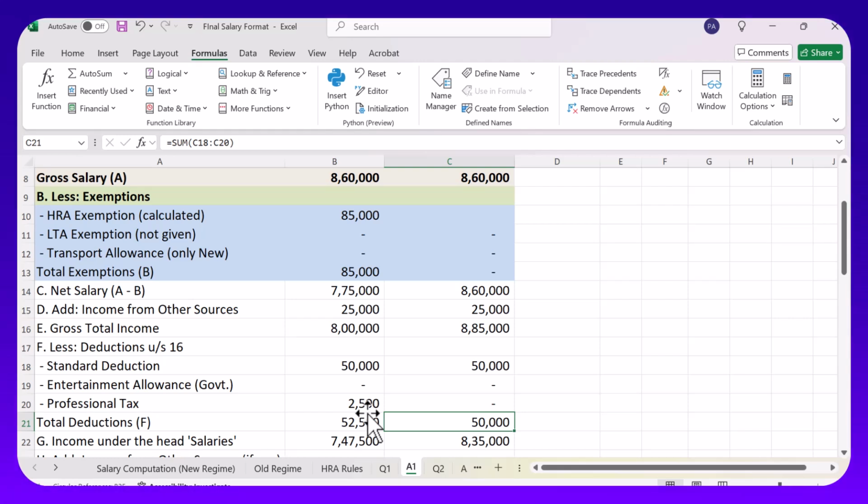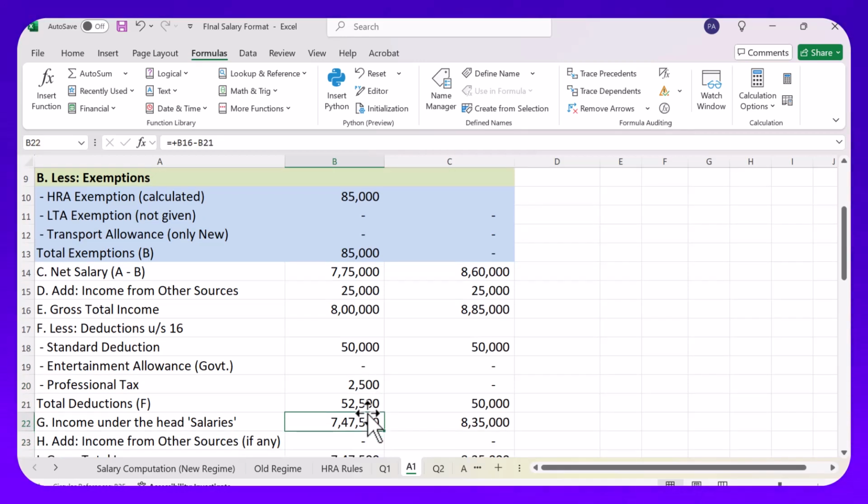So why the difference of 2,500? Nirdi? Absolutely. So in the new regime, you are not allowed for that deduction. But in the old regime, you are allowed for a deduction if you are paying some tax to the government. Okay, so that will be allowed.